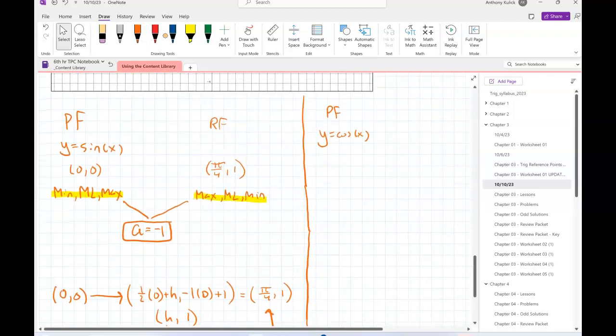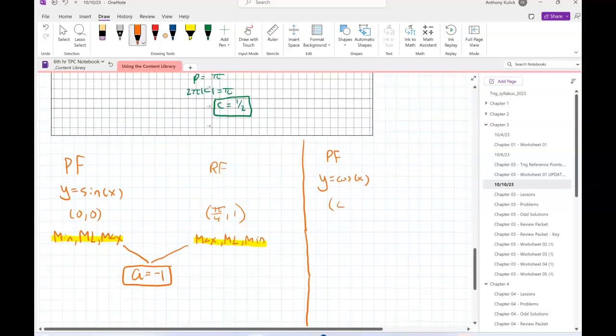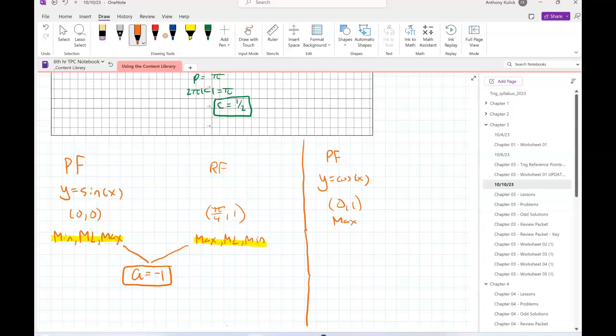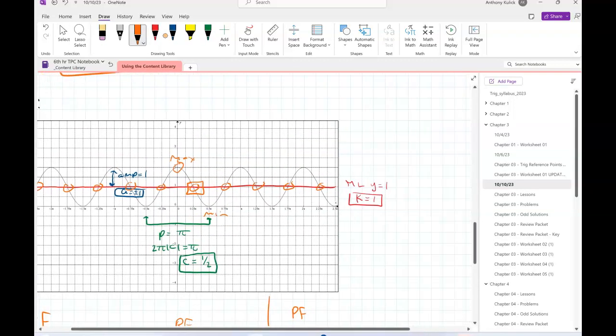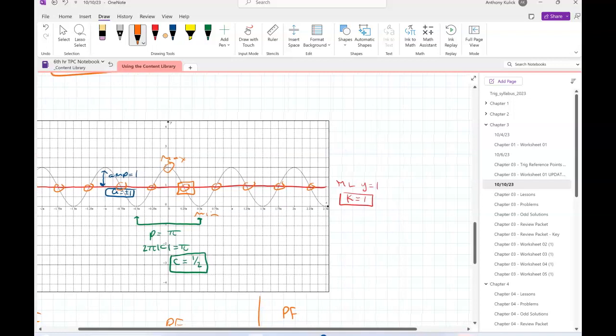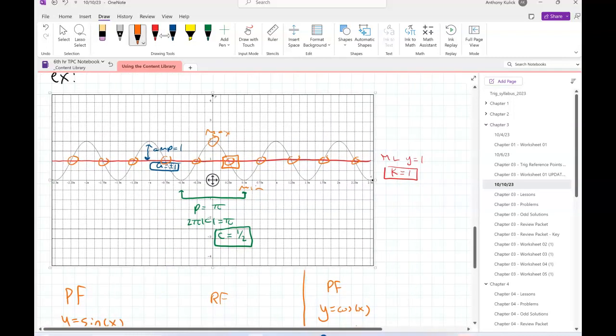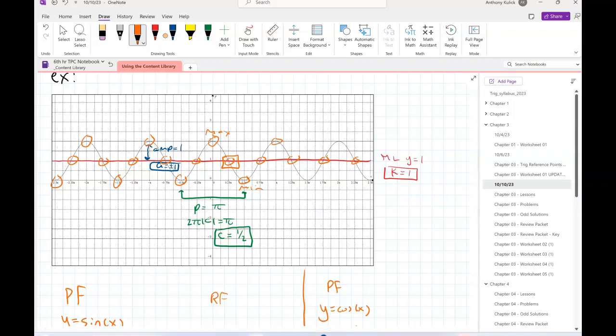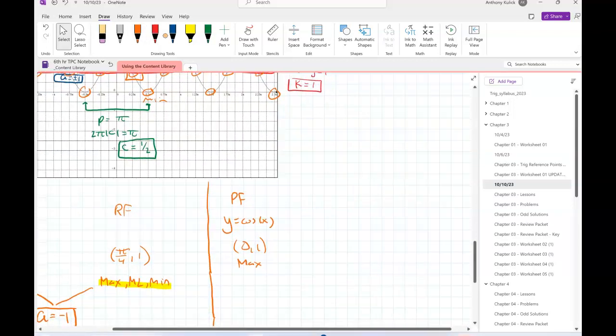Let's do the cosine version now. So for the parent function cosine, we're always going to pick 0, 1, which is a maximum. Now on our graph, we're going to pick any extreme point. The one that I would choose would be 0, 2. Again, the x-coordinate is the smallest one. That sounds really good to me.